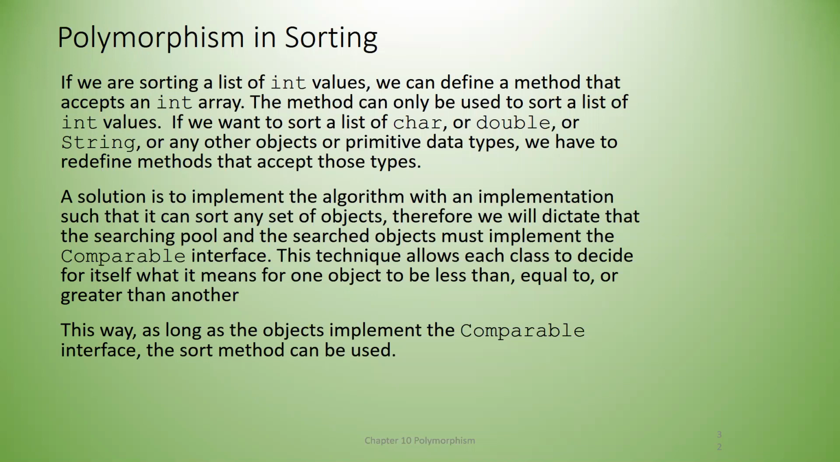So the best way to solve that problem is to use polymorphism, to have the method accept a comparable object, a list. This way, if you want to sort your list of a certain type of object, just make sure that object implements the comparable interface. So you define a method once, and then you can use it to sort any objects that implement the comparable interface.